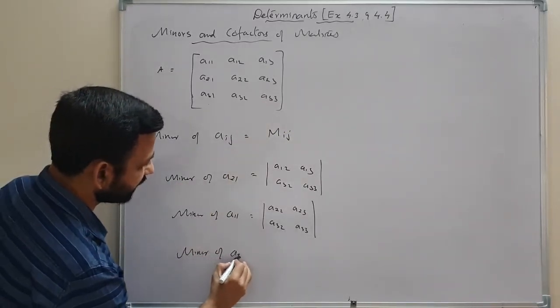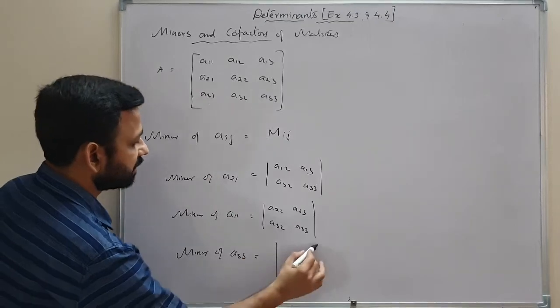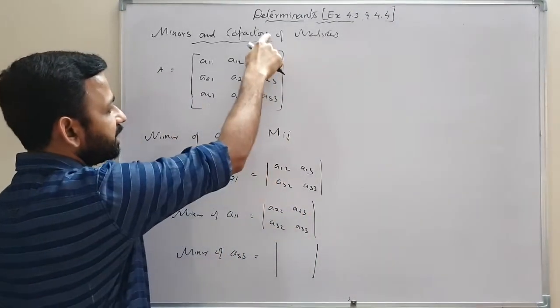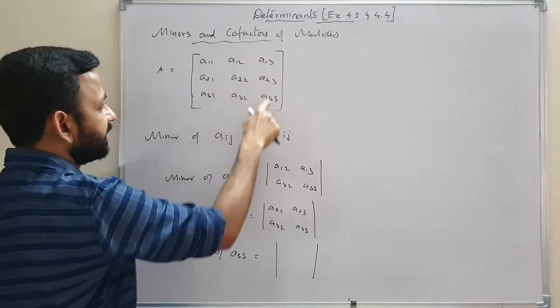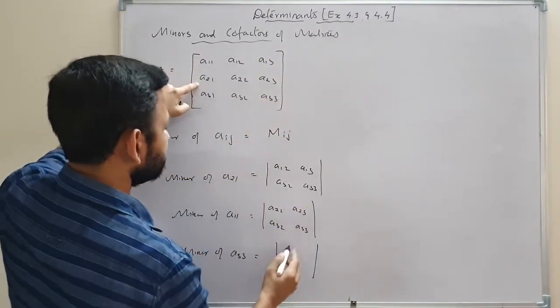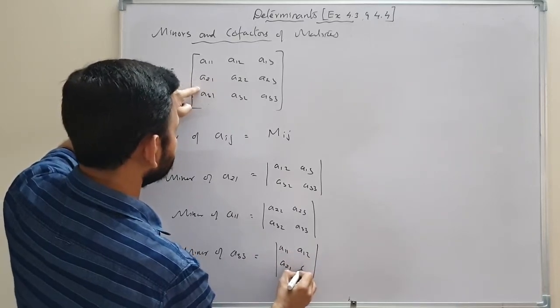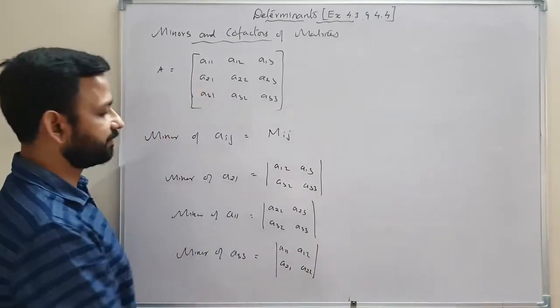If you want to find a minor of A33, delete A33, that is from the third row and third column. Then the rest of the elements are A11, A12, A21, A22. So that is the minor of A33.